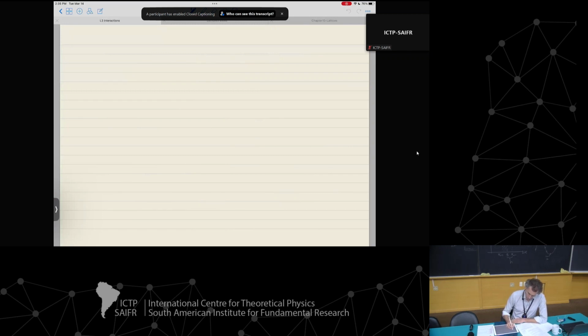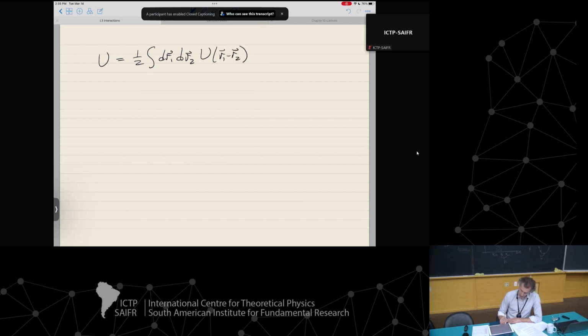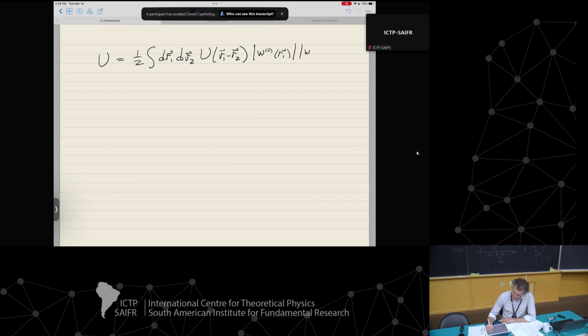A pretty reasonable way to approximate U is to say that I have an on-site interaction strength, which is the integral over the positions of two particles times their interaction potential, which might depend on the distance between the two particles. And then I want to write down a wave function for each of those particles. But we know what that is already. It's the Wannier function for the lowest band, if we're looking at a single band model, for position 1, and the Wannier function for particle number 2.